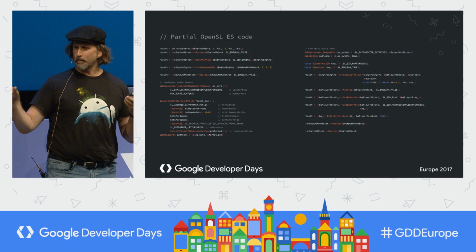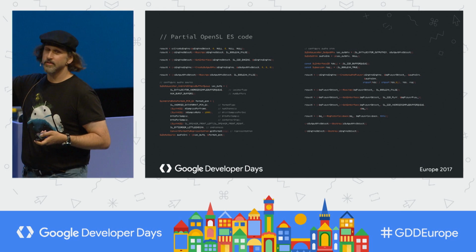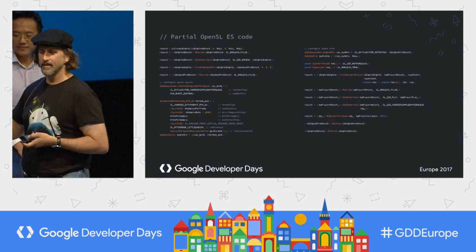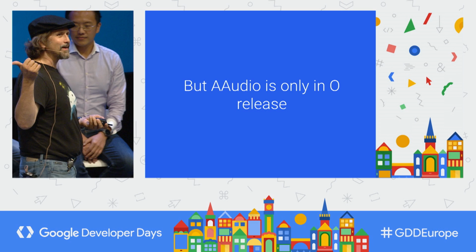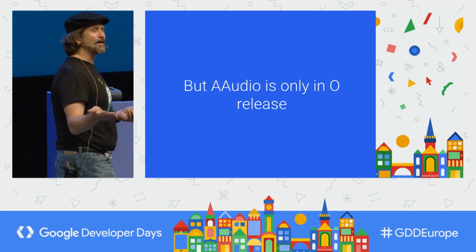And here is just a partial equivalent of what we'd have to do this in OpenSL ES. So again, the goal is not only to make audio higher performance, but it also makes it much easier to write these programs entirely. And so now you're saying, but wait, this is only on Android O. Well, how am I going to use this?